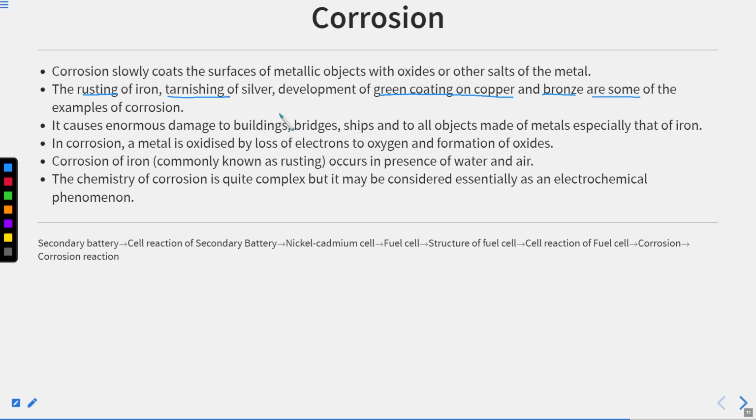So these are some examples of corrosion, and today I will talk mainly about the rusting of iron, right? We have tarnishing of silver, and development of a green coating on copper and bronze. Now this has a very adverse effect on our buildings. You must have seen that buildings and bridges, after some time, are declared non-usable, or they cannot be used further.